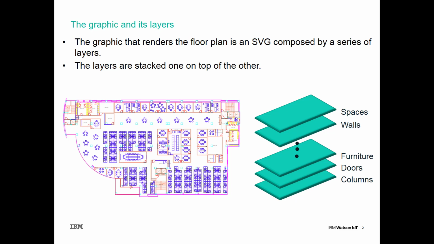First, the graphic is designed in AutoCAD. But when it is rendered in the application, it is rendered as an SVG composed of a series of layers. So when we see a floor plan like this in the application, we are seeing a series of layers that are stacked one on top of the other. For example, we can have a layer that has the columns, another that has the doors, and another that has the spaces.